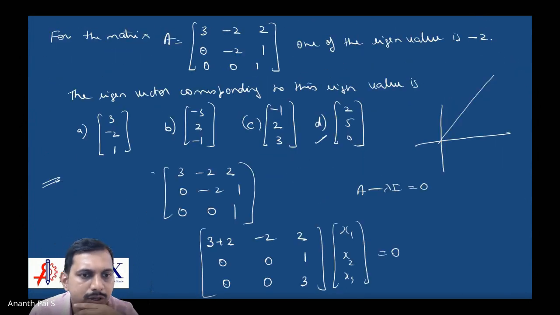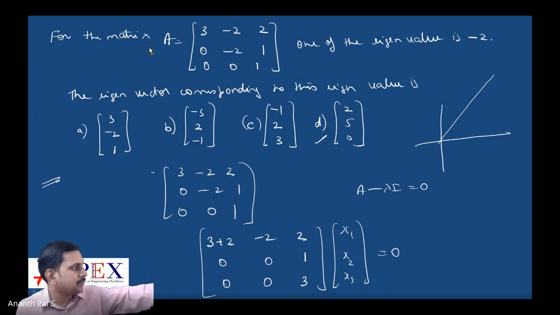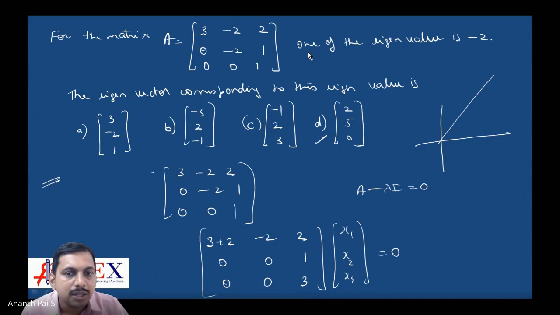So 2004 only. Okay. See, for the matrix A, observe this. This is from one of the textbooks. For the matrix A, one of the eigenvalues is, no, it's not from the textbook, -2.